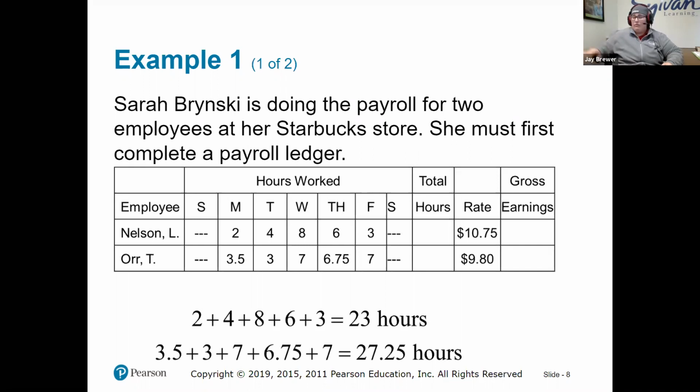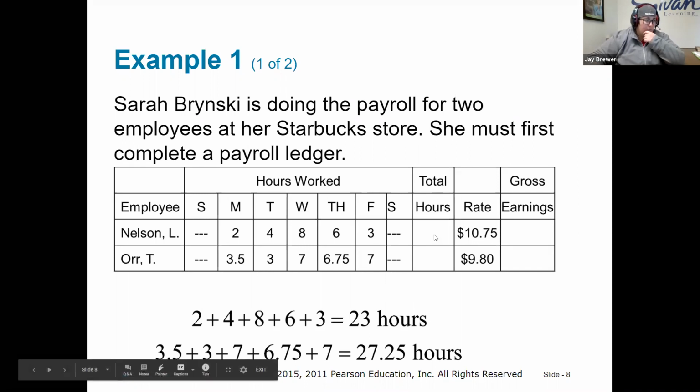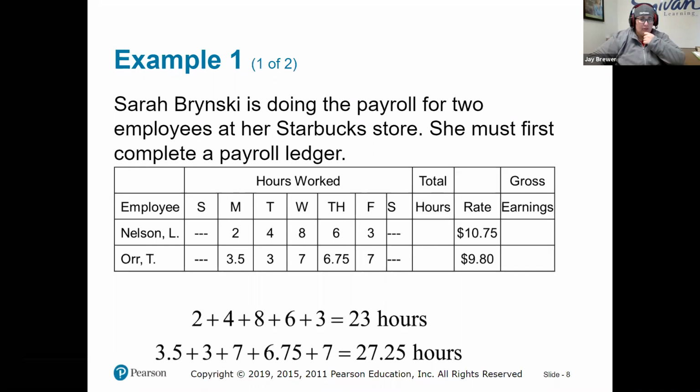Okay. All right, so obviously if this were a problem on your test or quiz, you would then fill in the 23 like this and the 27.25. And then we would obviously take our multiplication, so 23 times 10.75. We get 247.25.